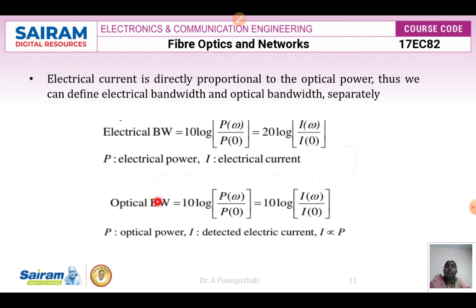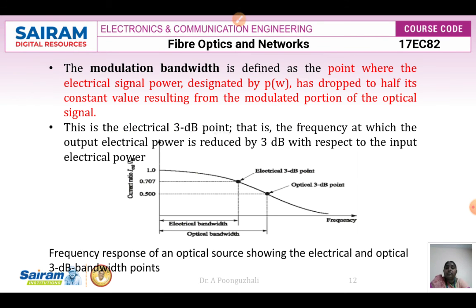Optical bandwidth is going to be 10 log of P of W by P of 0. So here in this case it is going to be 10 log of I of W divided by I of 0. So here we can say that P is the optical power, I is the detected electric current. In this, your I is directly proportional to the optical power. In the previous equation we had seen that the optical power is directly proportional to the current I. So we are going to define the modulation bandwidth.